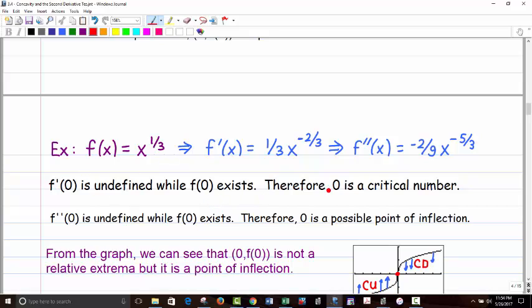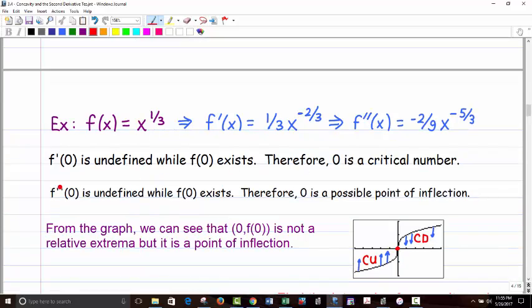Oh, and I'm also mentioning that 0 is also a critical number. But we're not that concerned with that in this problem. That's more just a reminder. Yeah, that would have been a critical number. But then we have this. This is what we're interested in right now, this part right here. f double prime of 0 is undefined, while f of 0 is 6. f of 0 is a possible point of inflection.